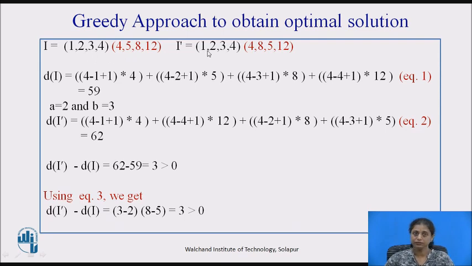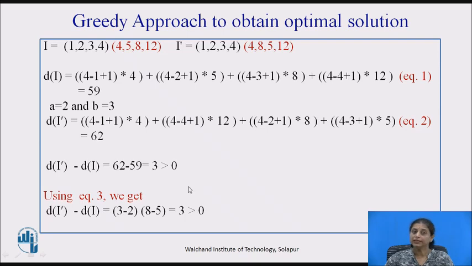In the second permutation, again the ordering is 1, 2, 3, 4. Here I have taken one combination where A is less than B, but the length of program A is greater than the length of program B. So this is the other combination. Using equation 1, we calculate d of I, which is 59. Using equation 2, where we have interchanged the lengths, we find the value 62. Taking the subtraction of these two, we get more time for this permutation, because one program with greater length is stored before the other.